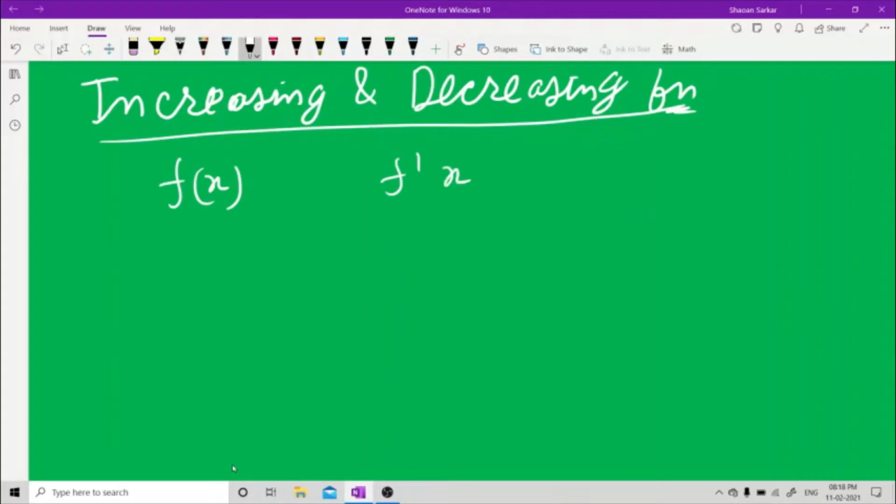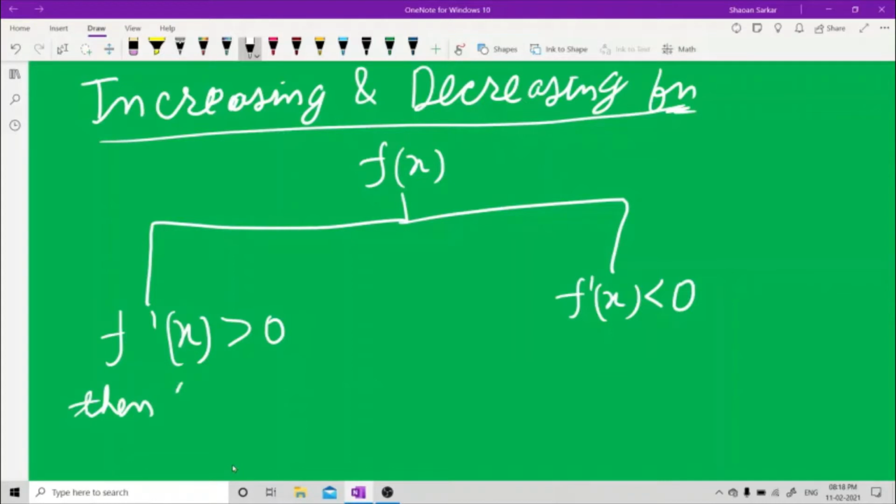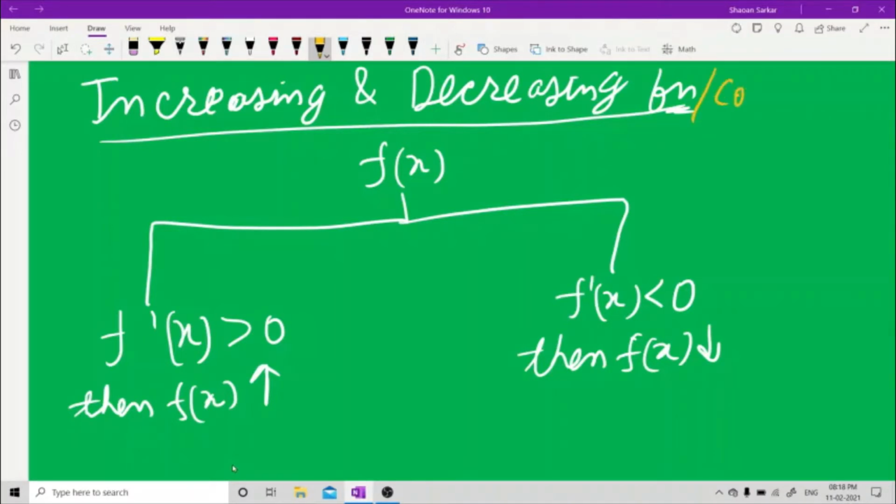You differentiate this function once, and wait, let me draw a table like this, a diagram. That will be a better option. You have f(x), here two points. Here, f'(x) is greater than 0, f'(x) is less than 0. If it is greater than 0, then f(x) is increasing. Then if less than 0, then f(x) is decreasing. Now, I'd like to discuss concave and convex functions also.